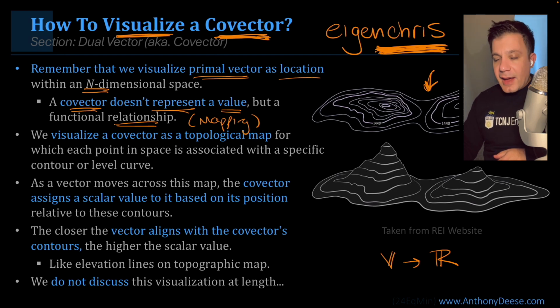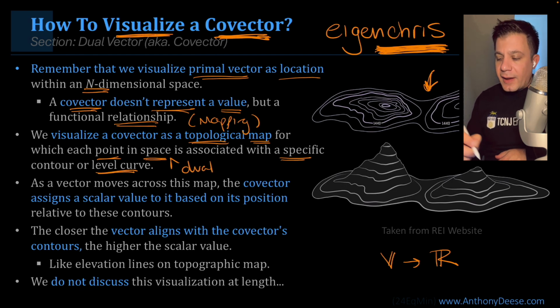Now, obviously, that means we can't visualize the covector in the same way that we visualize the primal vector. So to visualize it, we can use something like a topological map, for which each point in the dual space is associated with a specific contour or level curve. So what happens is we can imagine some input, some primal vector, traveling through this dual space.